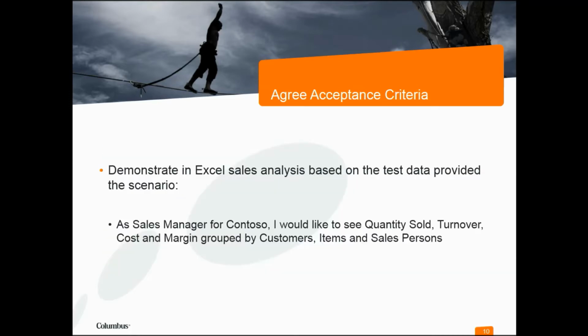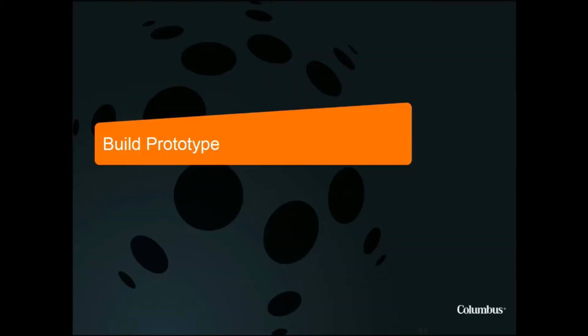Bill then asks Sarah for some acceptance criteria. How are we going to sign off on this? Sarah's a business user, so she works in Excel, so she asks Bill to present back using Excel, and basically says that if you can show me quantity sold, turnover, cost and margin, and I can slice and dice that by customers, items and salespeople, then you have what we need to make life easier for the sales department. So let's go and have a look at building the prototype.